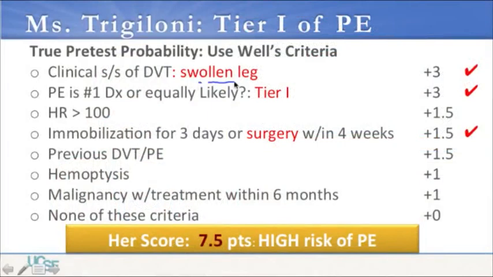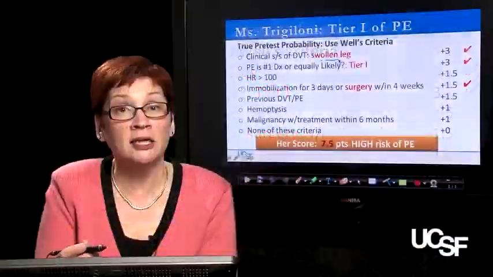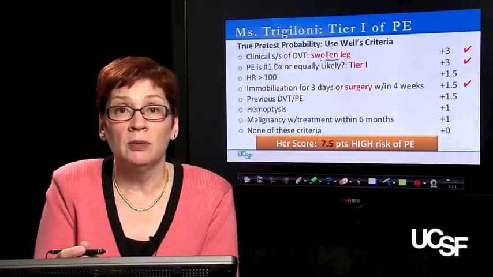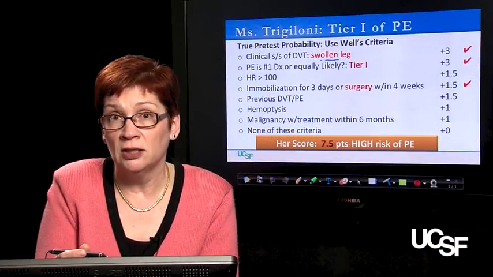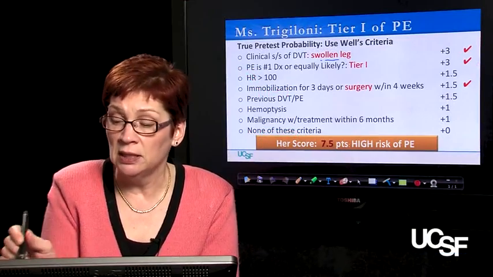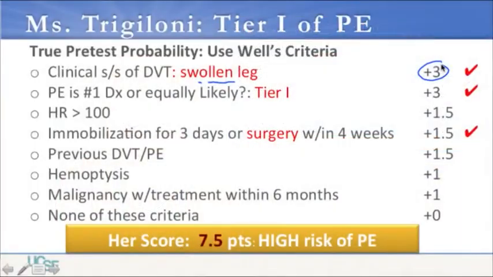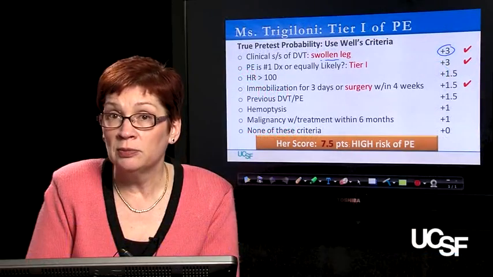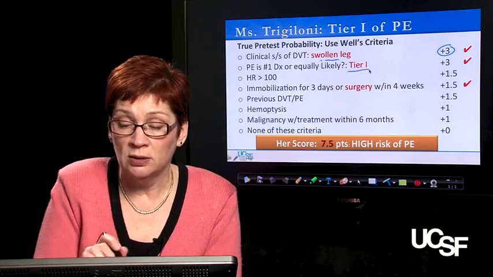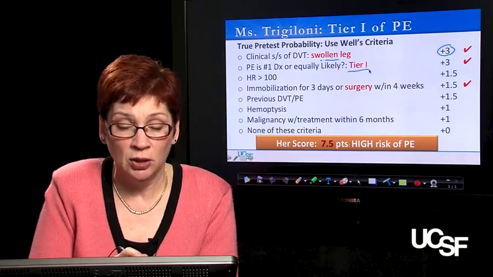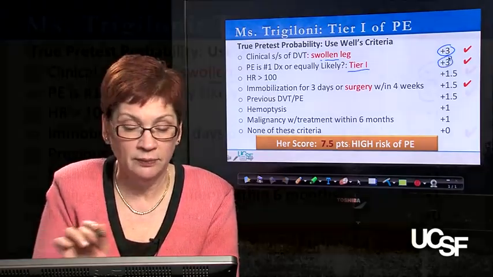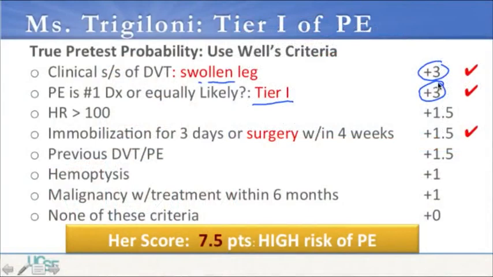We would say yes, because Mrs. Triglioni has a swollen leg. It's possible it's related to the surgery, but in fact, she has the signs and symptoms of a DVT. That gives her 3 points. Is pulmonary embolus the number 1 diagnosis or equally likely? Well, in our pretest probability, we said it was a tier 1 diagnosis, so I'd say that's pretty darn good, and that gives you 3 points as well. Is her heart rate greater than 100?